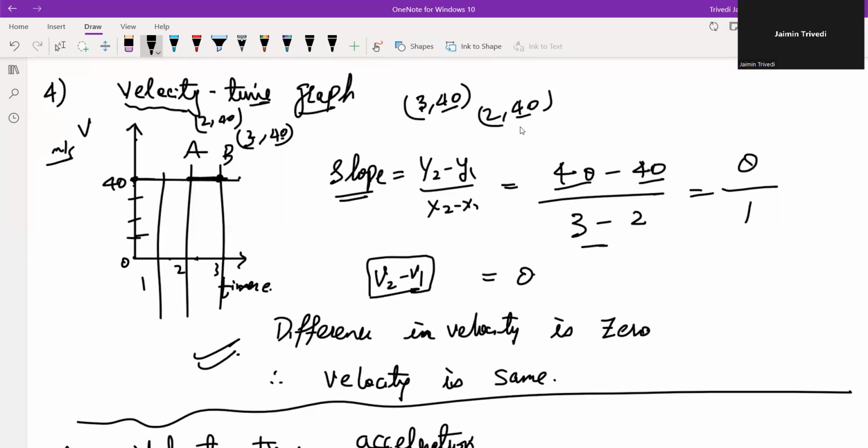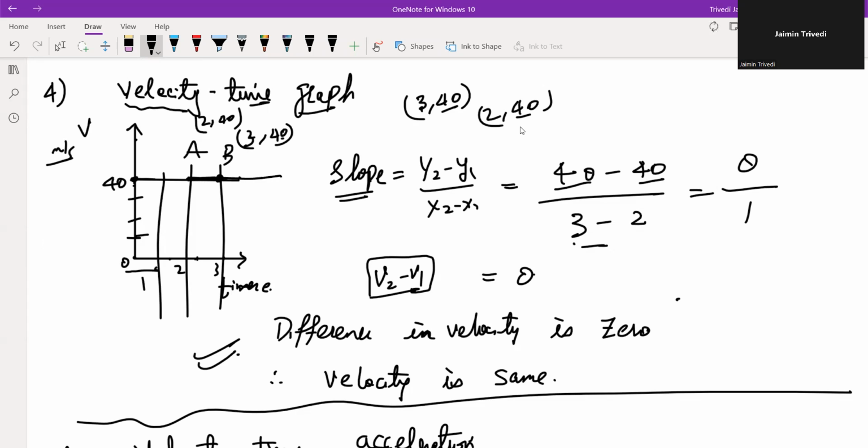40 minus 40 is 0. 3 minus 2 is 1. So this value is 0. What it says is the difference in velocity is 0. We are not saying velocity is 0. We are saying the difference in velocity, v2 minus v1, is 0. So velocity is not changing with time. Velocity is constant throughout. Time is increasing 1, 2, 3, 4, 5, 6, 7, whatever. Time is increasing, but velocity is the same, 40.